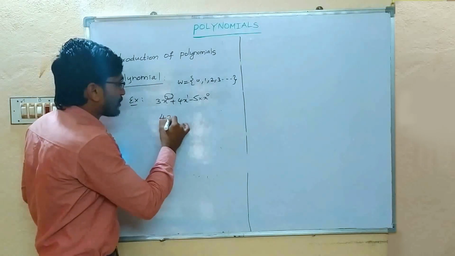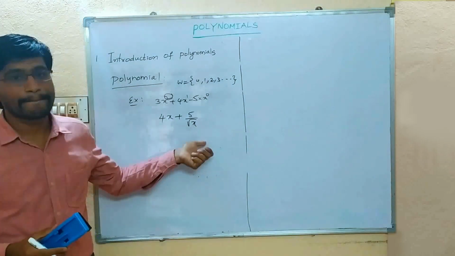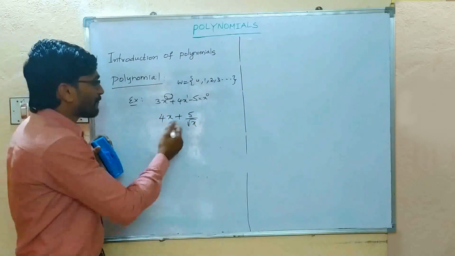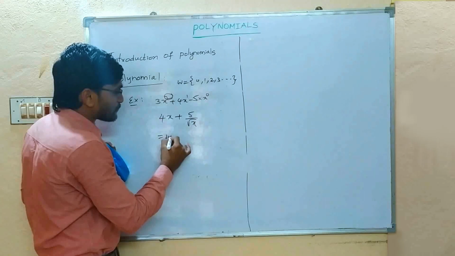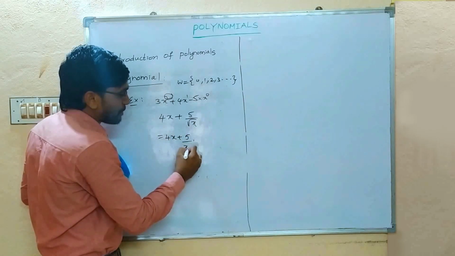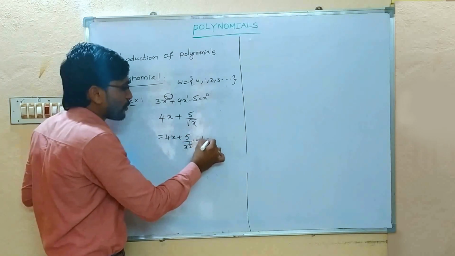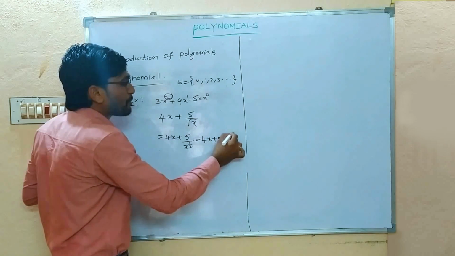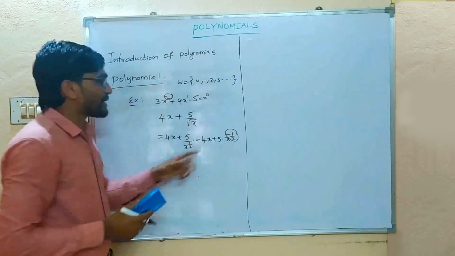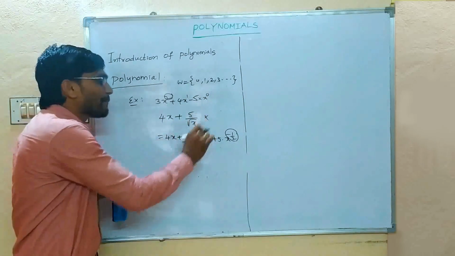Suppose I want to consider 4x plus 5 by root x. Is it a polynomial? No, because 4x plus 5 by root x can be written as 4x plus 5 into 1 by root x. Root x is nothing but x power 1 by 2. This x power 1 by 2 goes to the numerator, then it becomes 4x plus 5 into x power minus 1 by 2. Here this minus 1 by 2 is not a whole number, so it is not a polynomial.